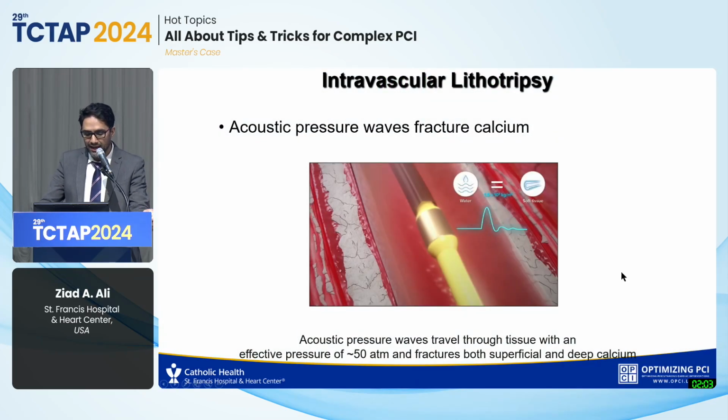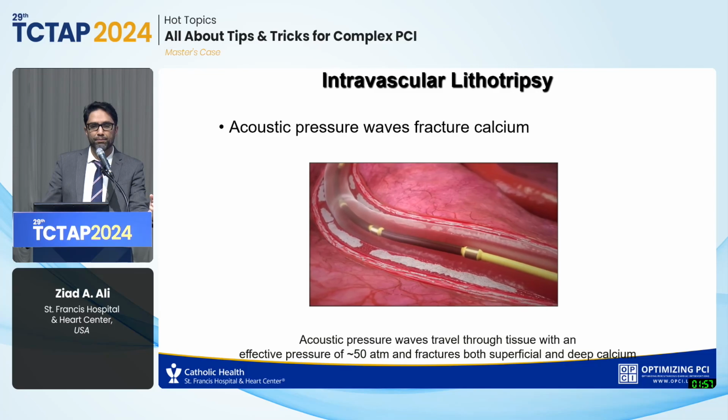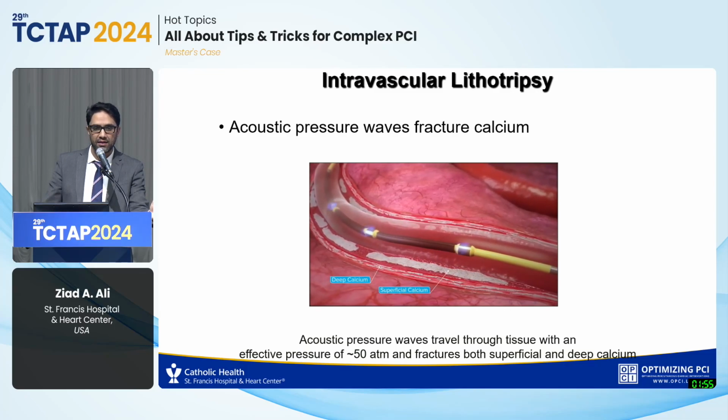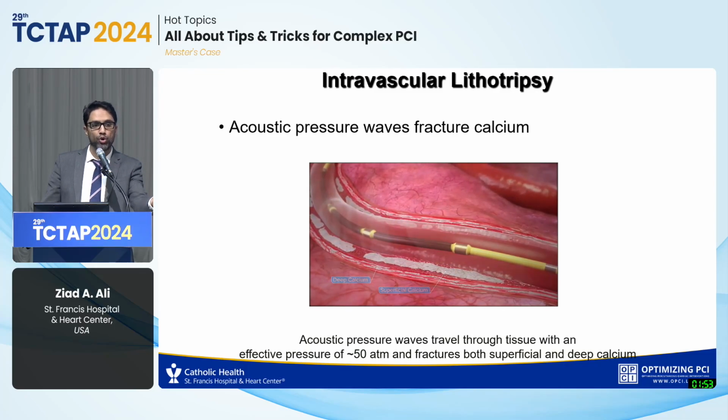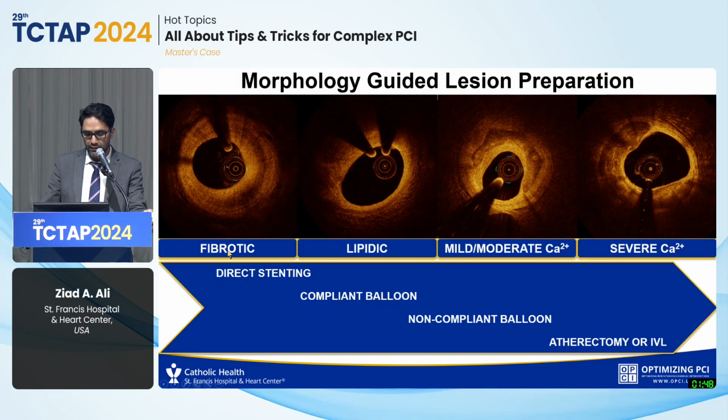Now, you all know the mechanism by which IVL works. It basically creates an acoustic pressure wave. That pressure wave enters into the artery and predominantly compresses, shears, and then pulls the calcium off of the outside of the wall in order for you to be able to modify it. We're really focusing on this area here, which is moderate to severe calcification.